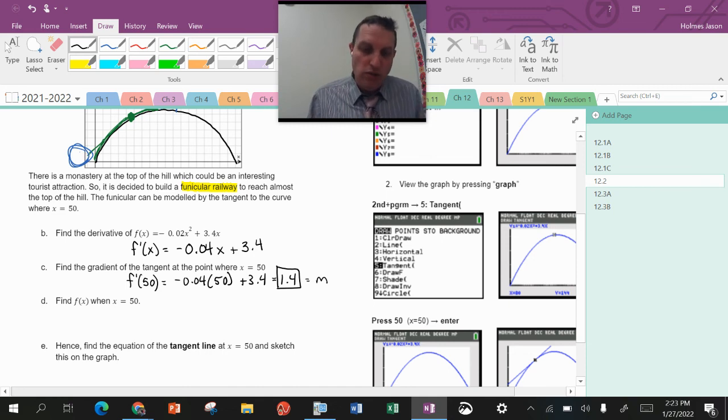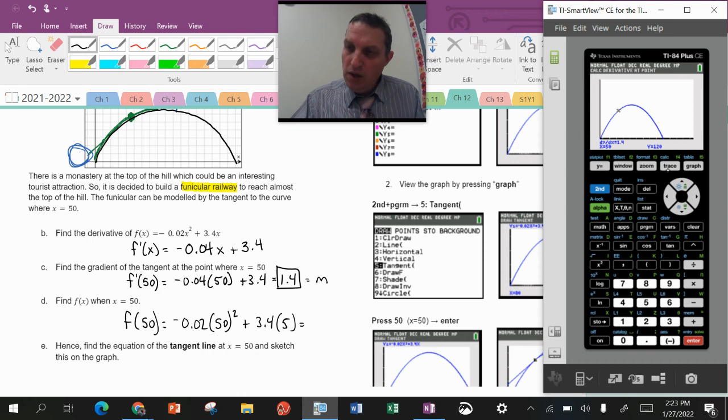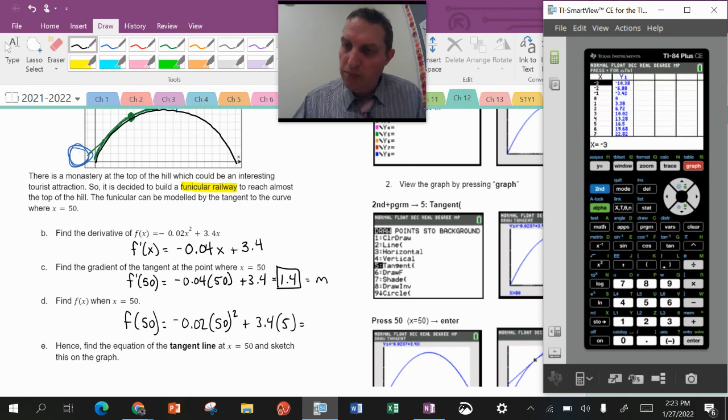Now, use the x value to find the rest of the coordinate. Let's put f of 50 equals negative 0.02 times 50 squared plus 3.4 times 50, putting it in the original equation. This is something we could do mathematically with simple computation, or we can come over to the table.